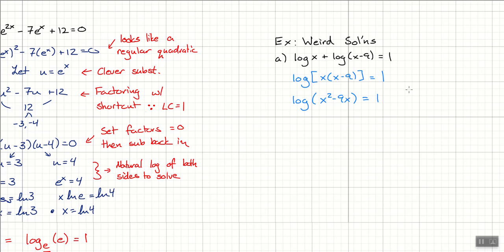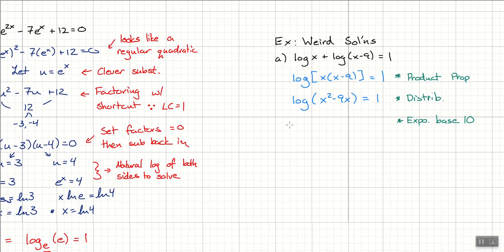So I'll make a little note here. This step I've rewritten using the product property. And then here I just distributed. Okay. Once we get here, I'm going to use that fancy exponentiation idea, and I'm going to raise both sides base 10, or exponentiate base 10 to undo this log. So here we go, expo, that's my shorthand for exponentiate, base 10.